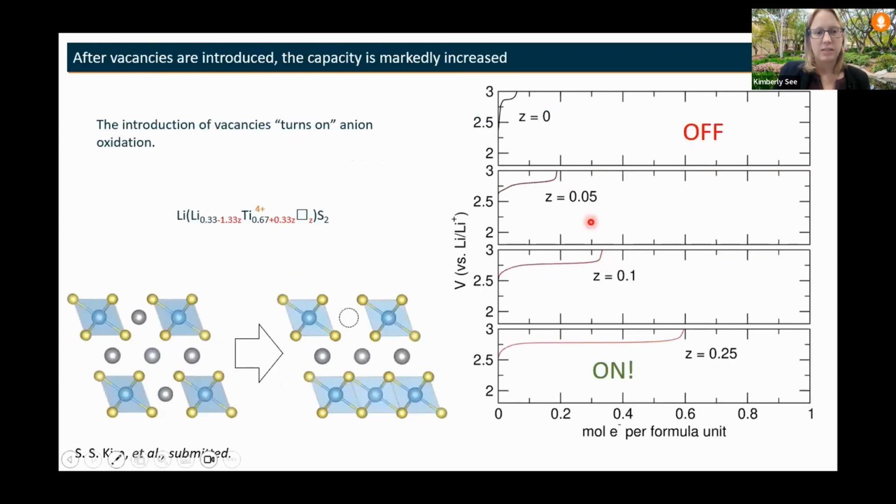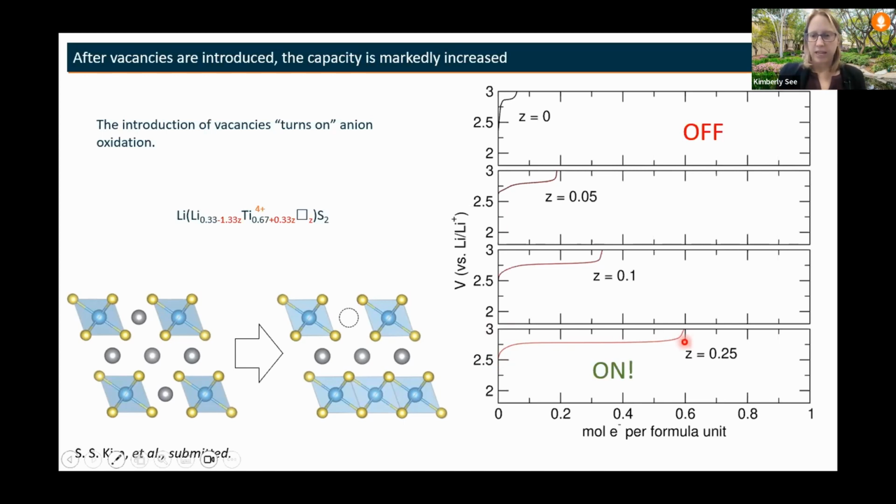And what we find is that as we introduce vacancies, which is given by this z number here, so this z is basically the moles of vacancies per formula unit, the anion redox capacity basically skyrockets. So the more vacancies we put in, we get a higher capacity, and this voltage shoots straight up to the anion redox plateau. So we see no evidence of titanium oxidation, and this really is just anion redox, and it's enabled by the formation of these vacancies.